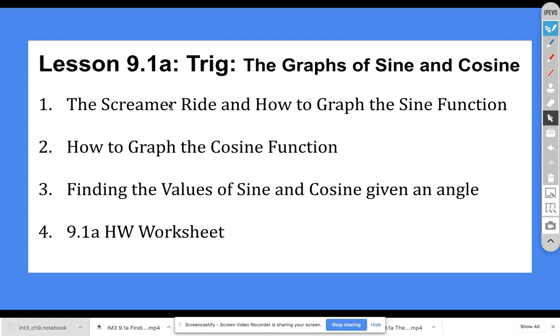We're going to first start with a screamer ride and how to graph the sine function. Then we're going to teach you how to graph the cosine function. And then we're going to be finding the values of sine and cosine given an angle. Lastly, we're going to start the 9.1a homework worksheet.